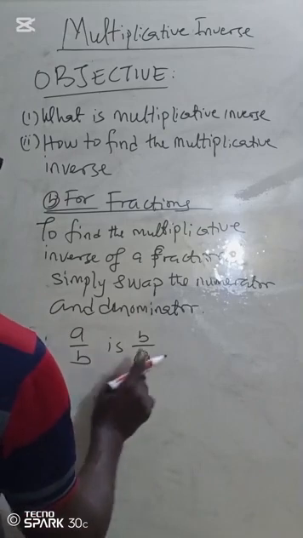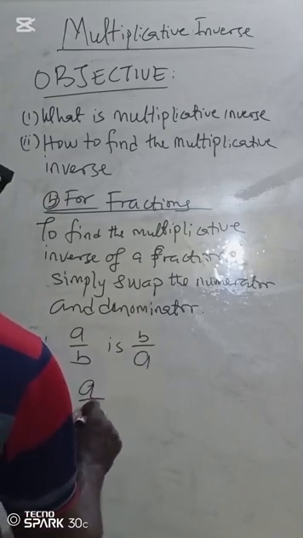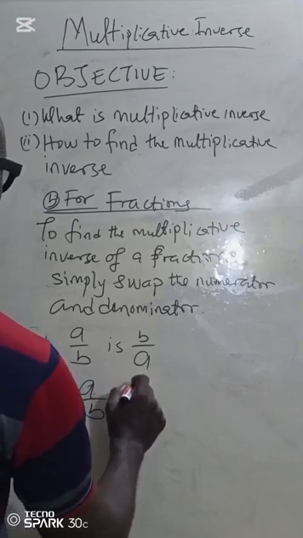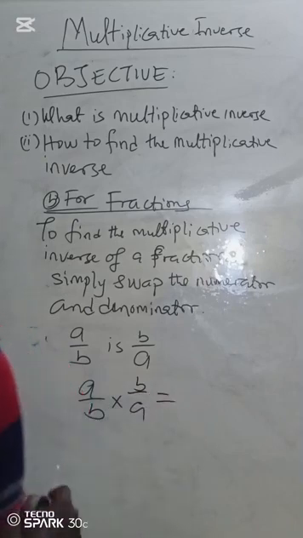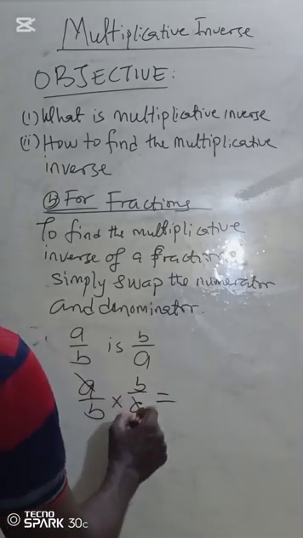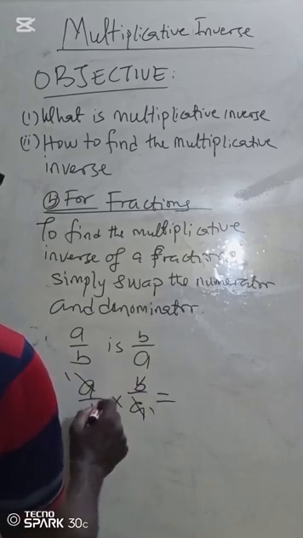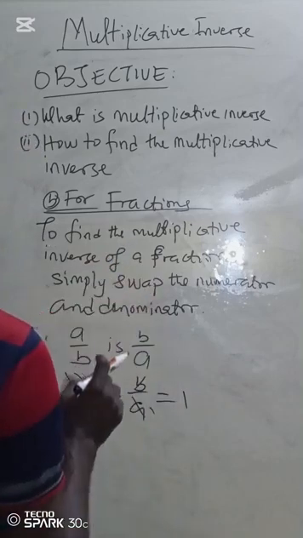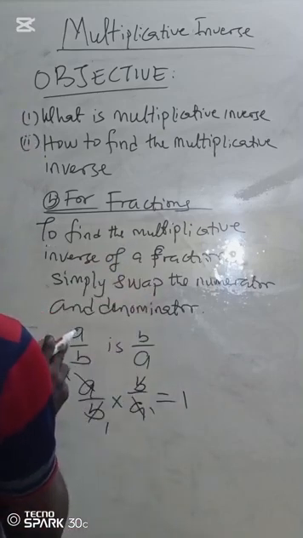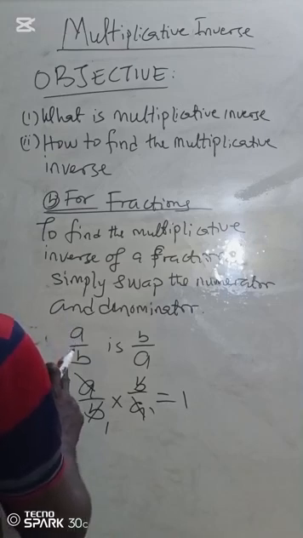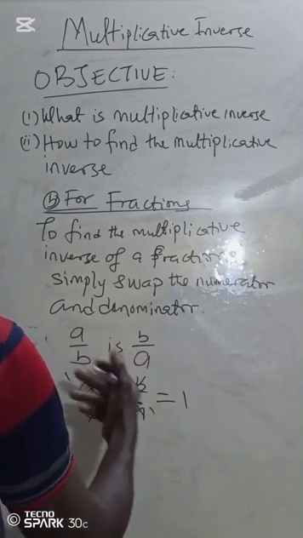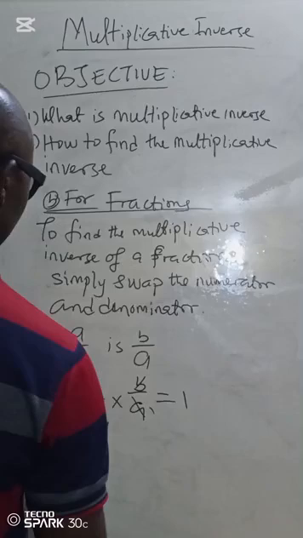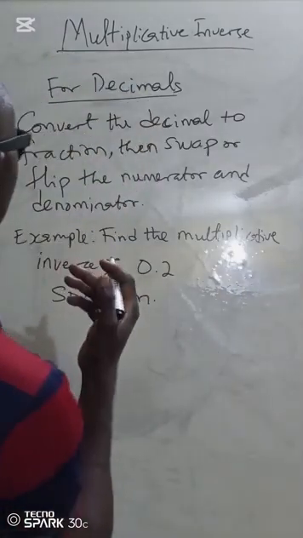And if we multiply these two fractions, a divided by b multiplied by b divided by a, what will it give us? A divides a here, that's 1. B divides b here, our answer is 1. So when you are dealing with a fraction, the multiplicative inverse of a fraction is obtained when you change numerator for denominator.